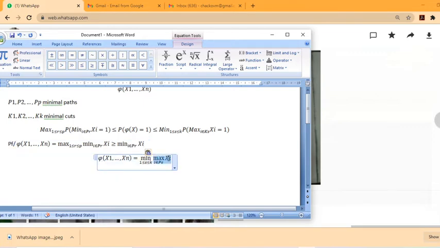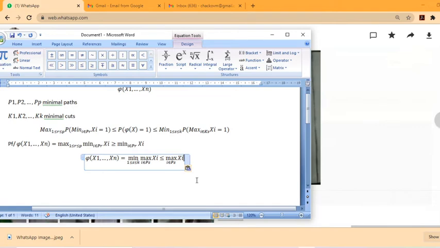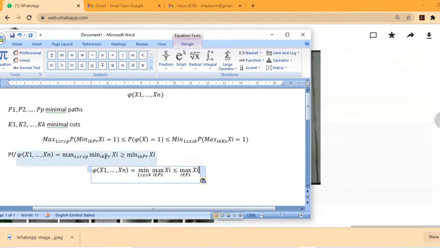Similarly, if we consider this expression, this is the minimum of the maximum. So this will be less than or equal to the representation maximum of xi. Okay, so we obtain two additional representations: this phi of x is greater than or equal to the minimum of xi, and this phi of x is also less than or equal to the maximum of xi.